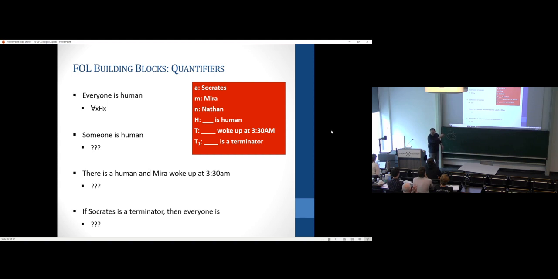Note, we could have used y here. We could have used z. We could have used any letter we like between s and z. I don't care. This tells us everything is an H. How would we do someone is human? Same as the other one, but existential. Existential x, Hx. Something is an H. Now that could be true if everything is, but this just tells us at least one is. Everybody's in the room. Somebody's in the room.